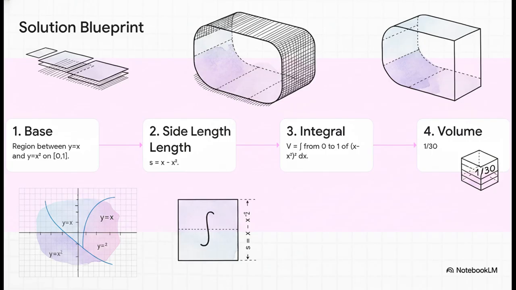Our base is the area between those two curves, which, if you graph them, you'll see they intersect at 0 and 1. The side length s is just the top function y equals x minus the bottom one, y equals x squared. We plug that into the area formula for a square, set up our integral from 0 to 1, and evaluate it. The final volume is 1 over 30. See? The blueprint holds up no matter what the base looks like.